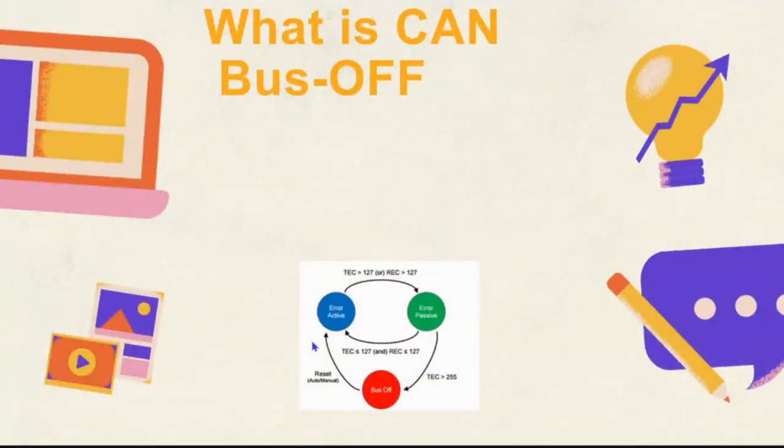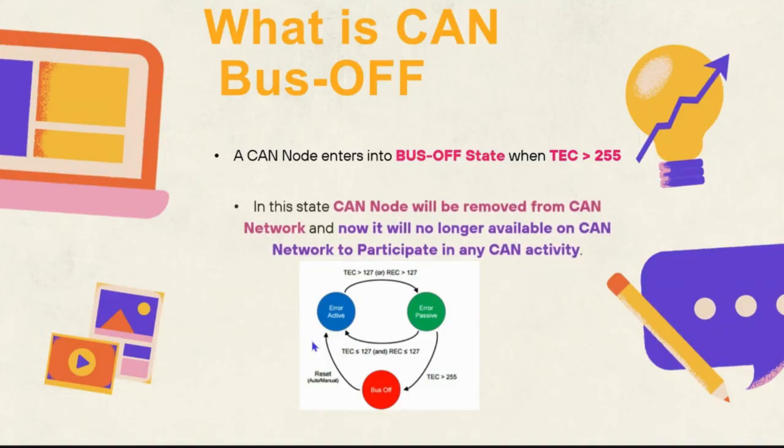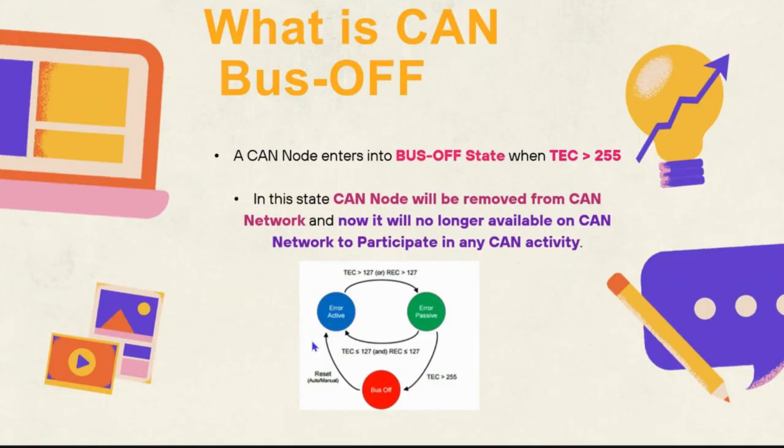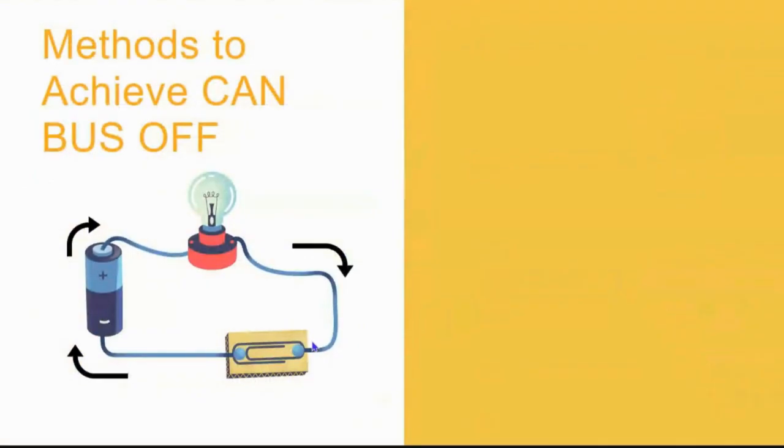What is a CAN bus off? A CAN node enters the bus off state when the transmit error counter is more than 255. In this state, the CAN node will be removed from the CAN network, and it will no longer be available on the CAN network to participate in any CAN activity.